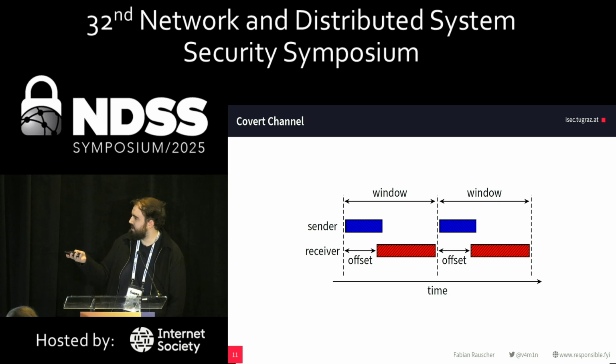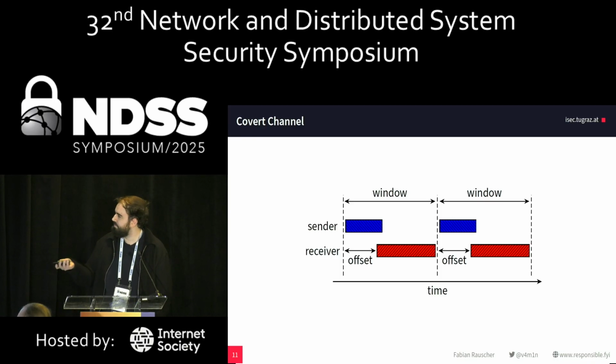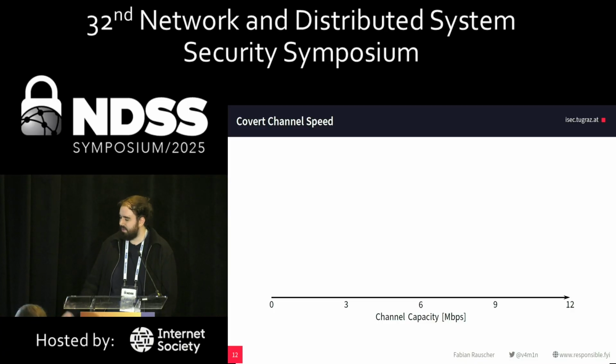And we have these 2 variables here. How long does the receiver wait before trying to detect? And the time window right here for sending a single bit, and we vary that a bit. And those are the overall capacities for them.